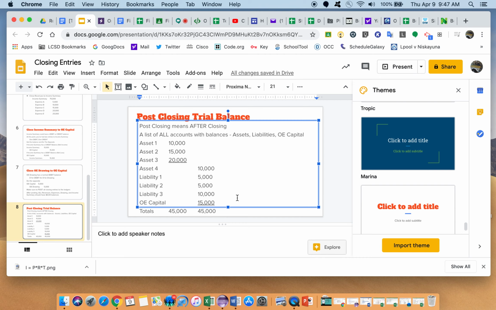Now, on the comprehensive problem, I did not add a tab for the post-closing trial balance. I'm not requiring you guys to do that. If you went ahead and did it on your own, great. If not, no worries. But we do have to close and post. Hopefully that was a help.